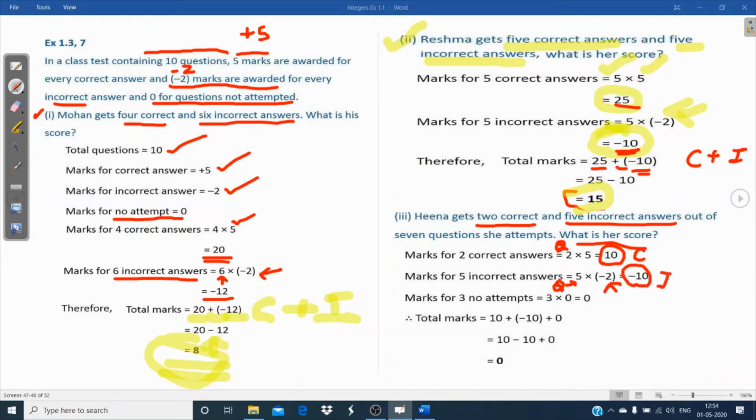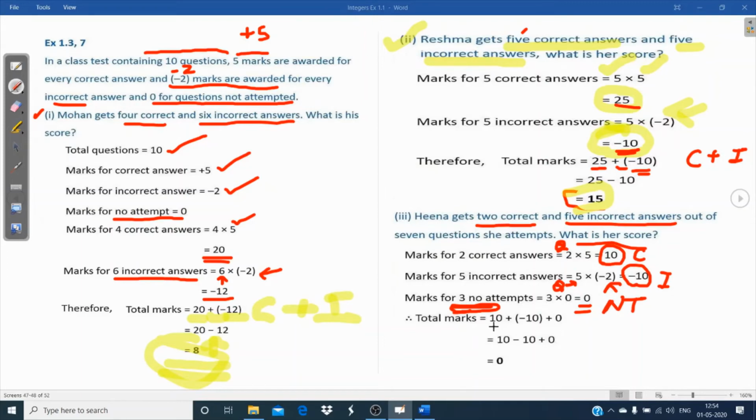This is for incorrect. So again, she attempted 7 and 3 questions were unattempted also. Because you can see here in previous parts, in the first part 4 and 6, total was 10. In the second part 5 correct, 5 incorrect, 5 plus 5 was 10. But here 2 correct and 5 incorrect, 2 plus 5 is 7. So she has not attempted 3 questions. 3 into 0, so not attempted questions are 3, so 3 into 0, what will you get?